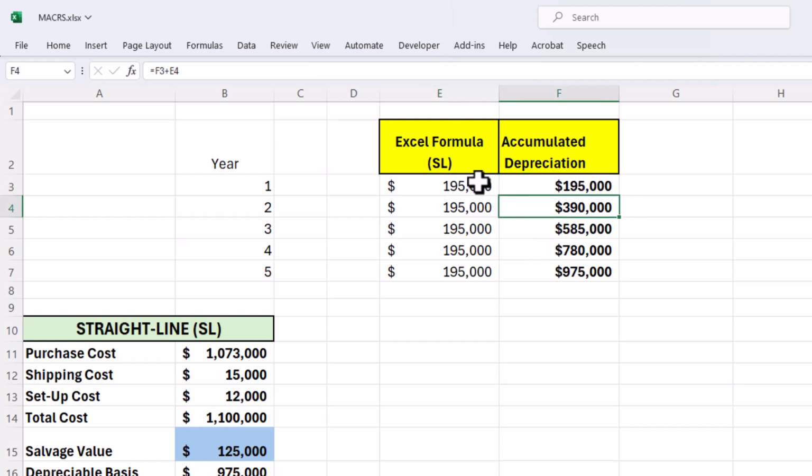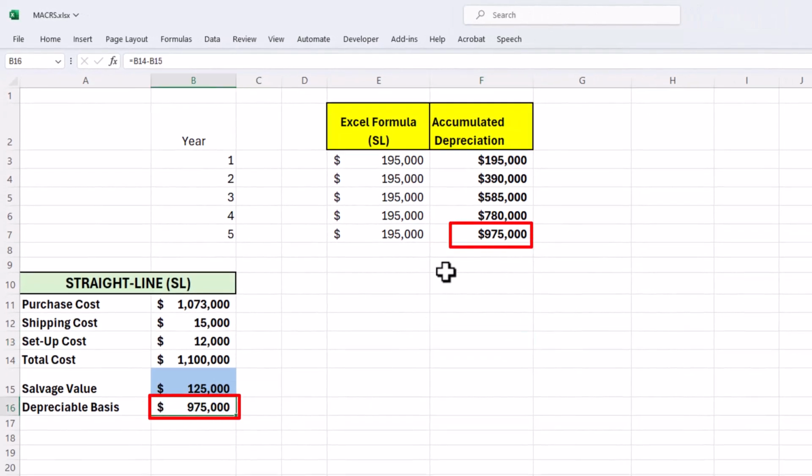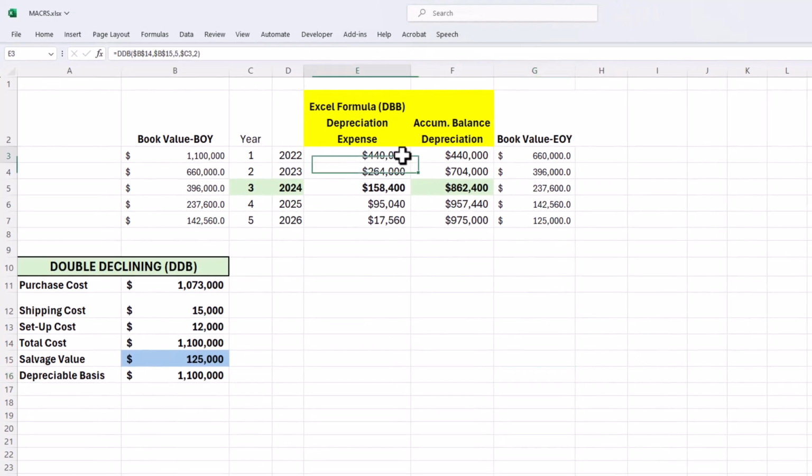Then you accumulate this. So for the first 2 years is this, for the first 3 years is this, and for all 5 years is this. So that's the accumulated number. So that is equal to the depreciable basis, as you can see, minus the salvage here. So that's the straight line. The double declining balance method takes bigger chunks originally in the early years of depreciation. So it lowers your taxable income for one, if it's tax-based, but also it lowers your accounting income a lot more too, as you can see.